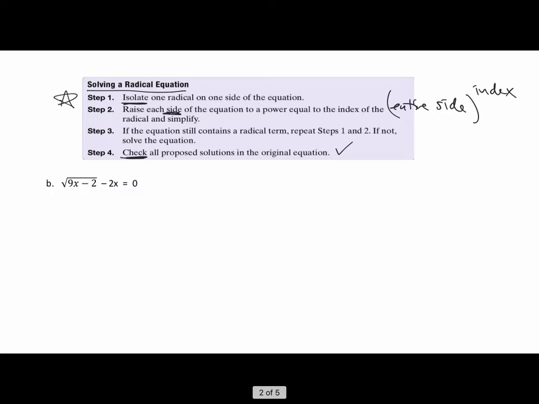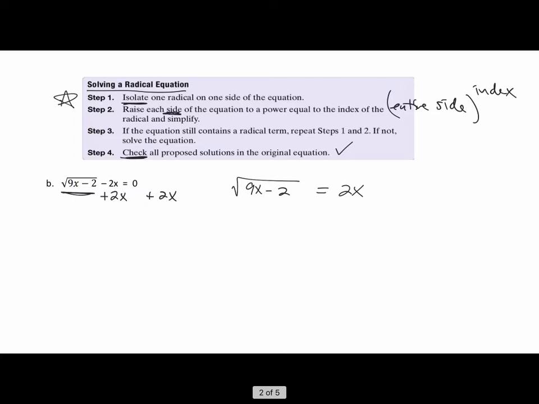So example B, I have my radical right here on the left side, and then there's more stuff here. I don't want more stuff. I need that radical to be the only thing on that side. So I'm going to opposite the whole term that's on this side. So plus 2x to both sides of the equation. Then on the left, I have the radical equals the right. 0 plus 2x is 2x.